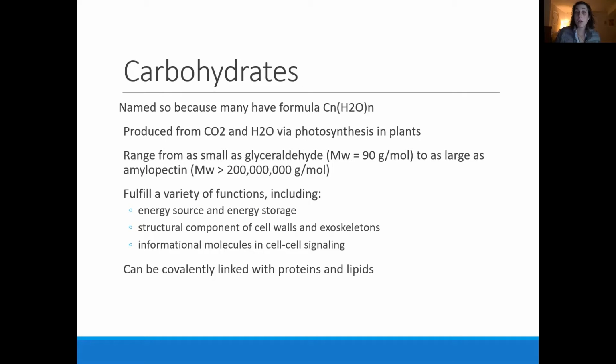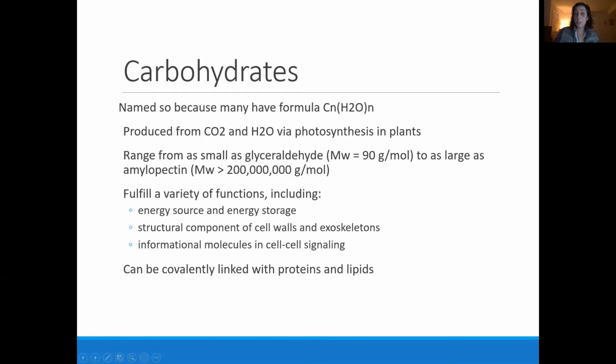So carbohydrates are named based on their chemical formula. Anything that has a chemical formula with C to the N, that means some number of carbons, an N number of carbons and an N number of H2O. So carbohydrates are all just made out of carbon, hydrogen, oxygen, and they are going to be carbohydrates if they fit this formula.